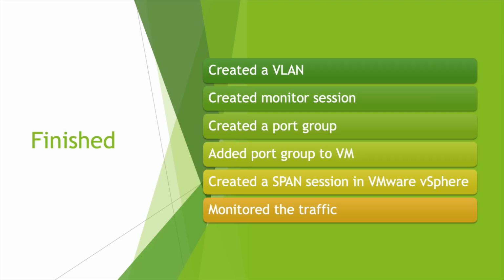And that is basically what is required to configure RSPAN with VMware using a Cisco switch. To do so, we have completed these steps. We created a VLAN on the Cisco switch. We created an RSPAN session. In VMware, we created a port group. We added the port group to a VM. We created the monitor session for the DVS. And we finally monitored the traffic using tcpdump on an Ubuntu VM.